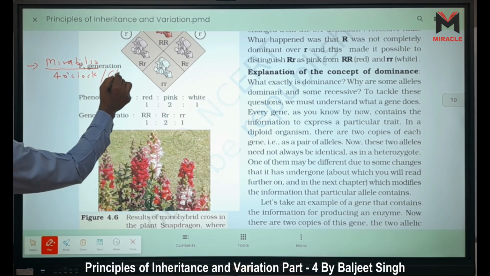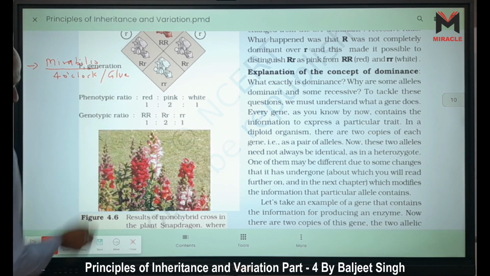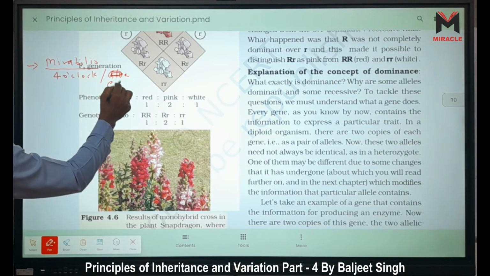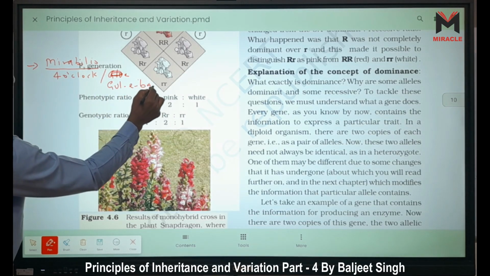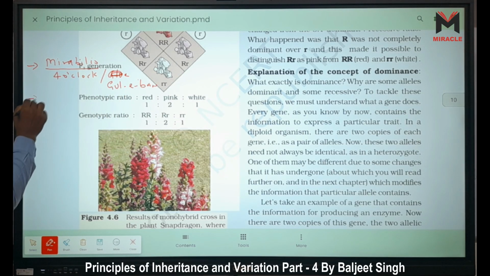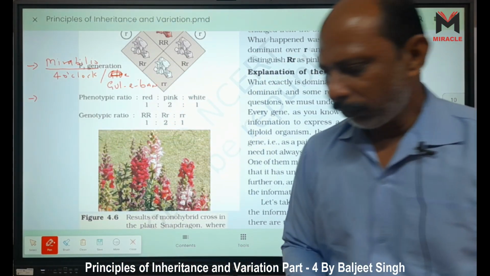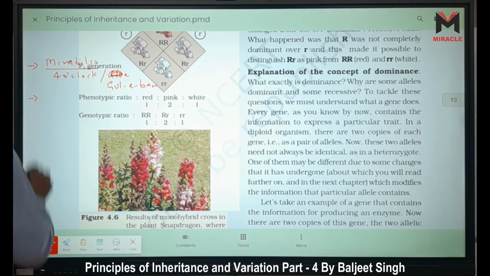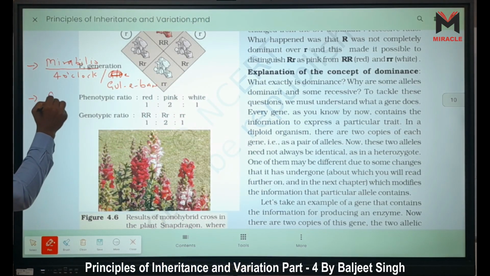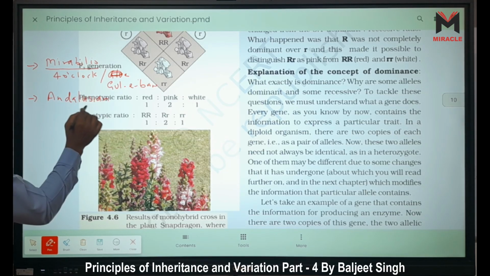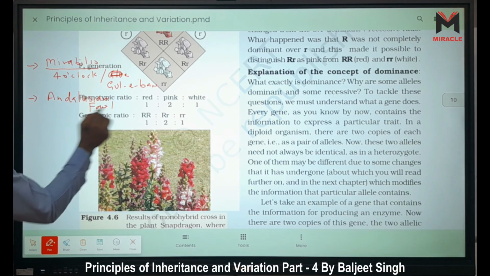it is also called as Gul-E Barnes, right? Another animals also, this incomplete dominance is also present in animals. As for example, in Andalusian fowls. Andalusian fowl means what?